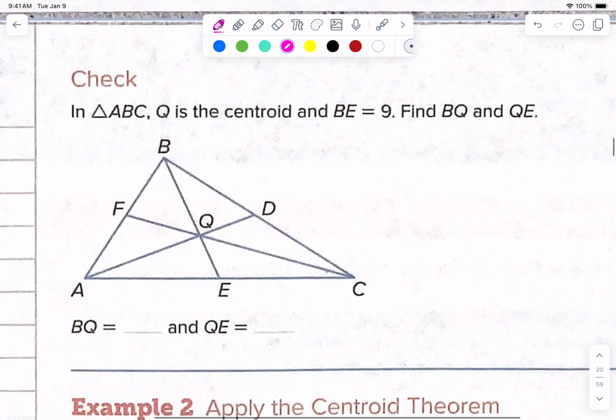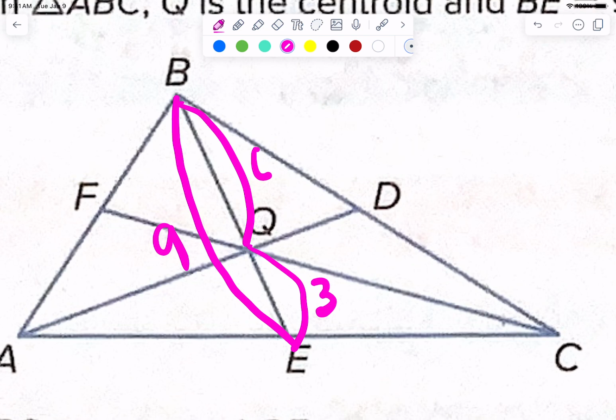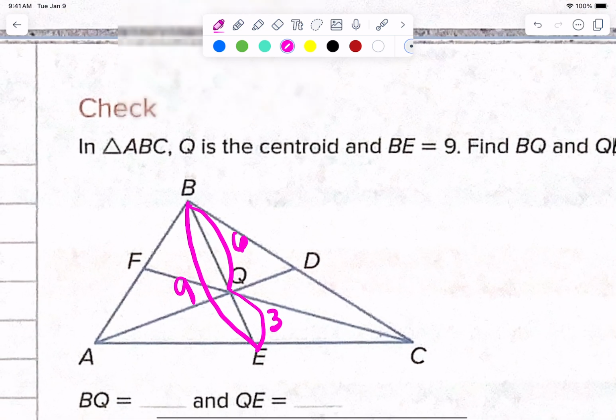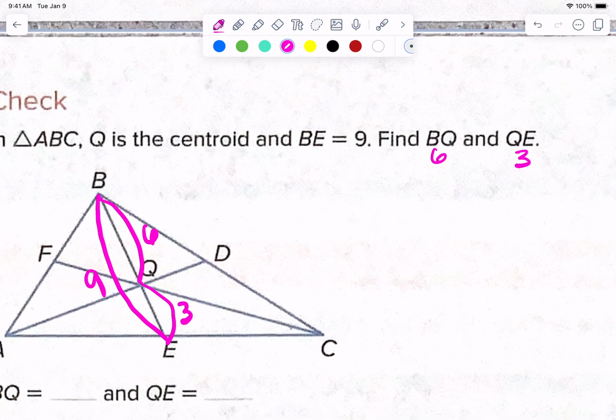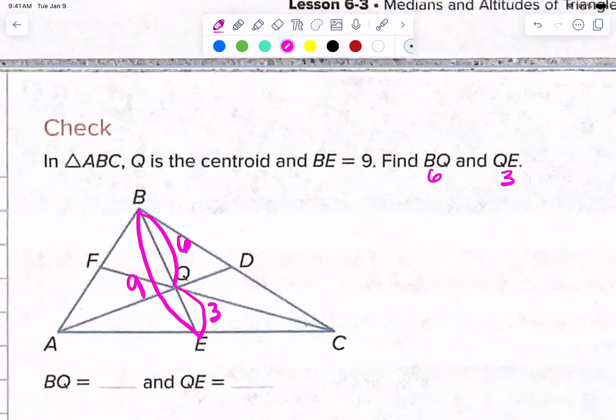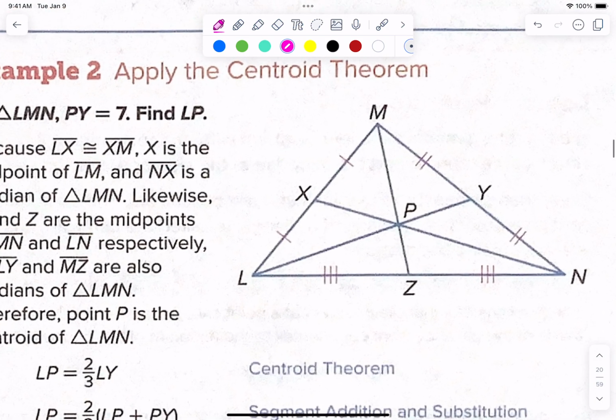Top of the next page. It says BE from here to here is 9. They want to know what BQ and QE is. 6 and 3. So BQ is the longer one, 6. QE is 3. Got it? Yeah, not too bad. Okay, example 2.